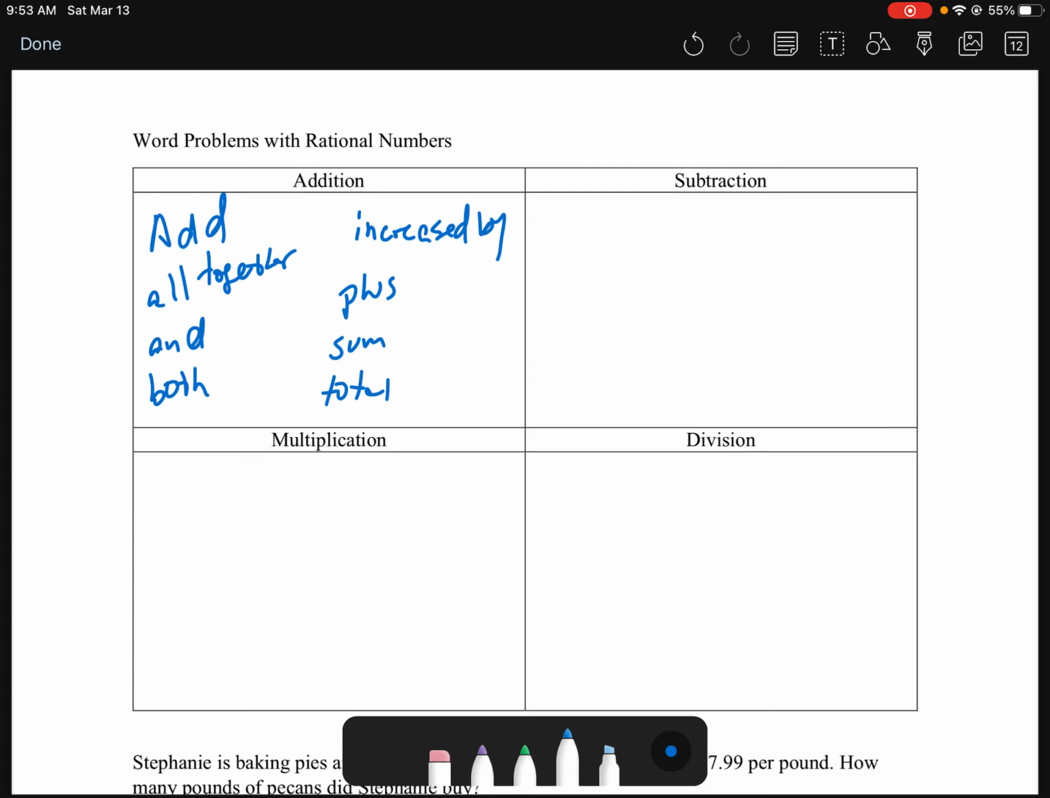For subtraction, you could have seen decreased by, less than, minus, take away, or reduce.